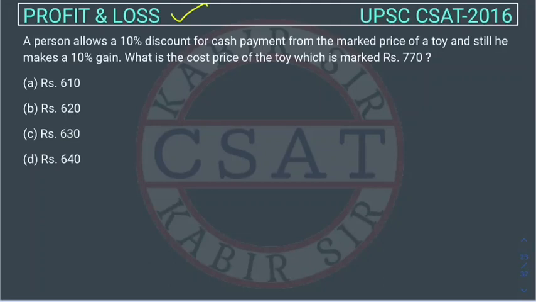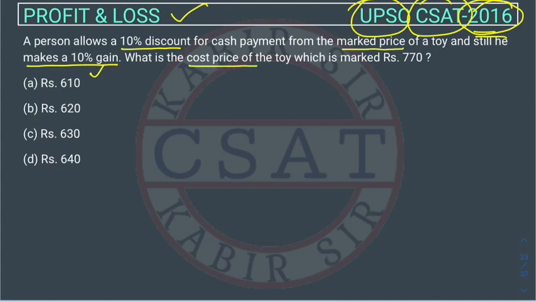This is the question of profit and loss asked in UPSC CSAT exam 2016, right? So the question is, a person allows a 10% discount for cash payment from the marked price of a toy, and still he makes a 10% gain. So what the shopkeeper is doing? He is offering 10% discount on the marked price, and still he is able to make 10% profit.